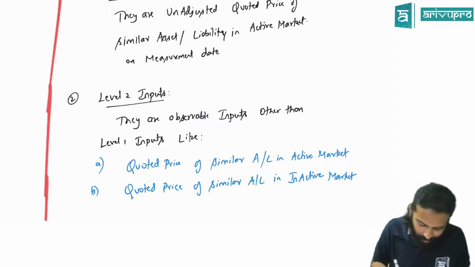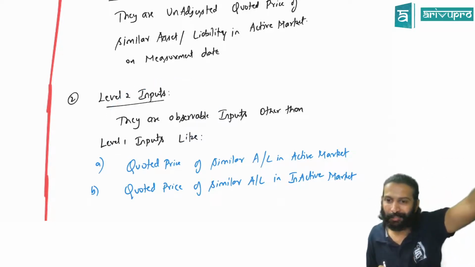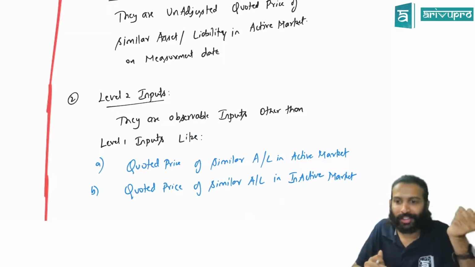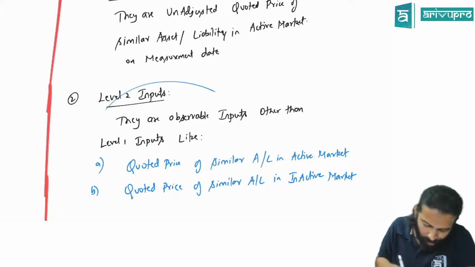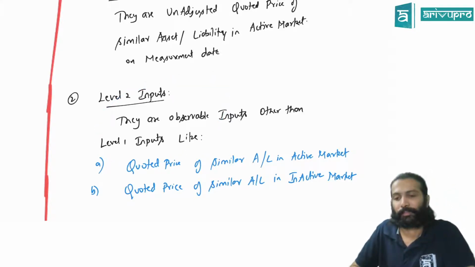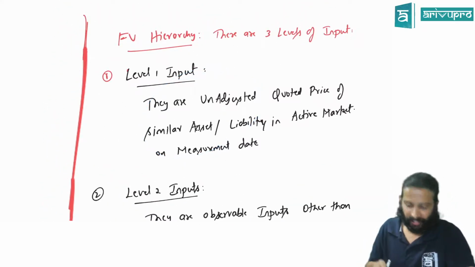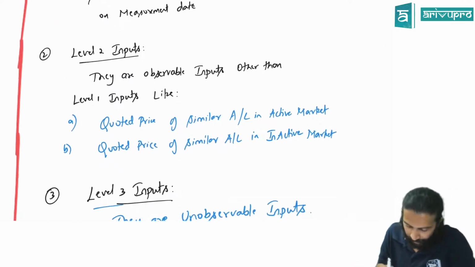If we are doing those adjustments, we call it level 2 inputs. The input you are using from the OLX market, OLX is an active market because there are more buyers and sellers. You took that, but you're not taking the price as it is. You're adjusting. Such adjustments we call level 2 inputs. If you don't adjust, we call it a level 1 input. If you're doing adjustments, we call it level 2 inputs. Make sense?